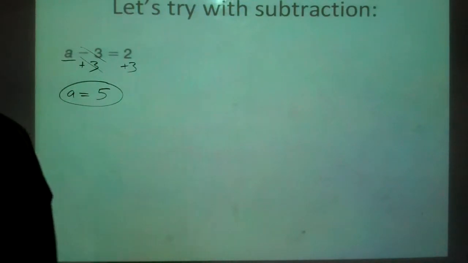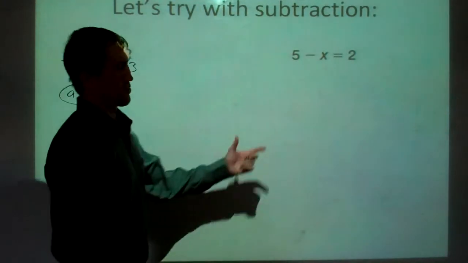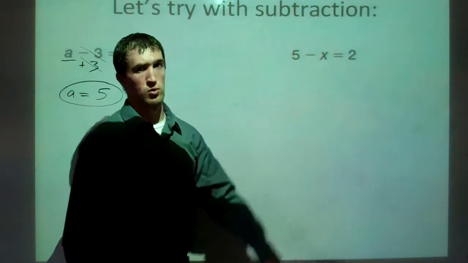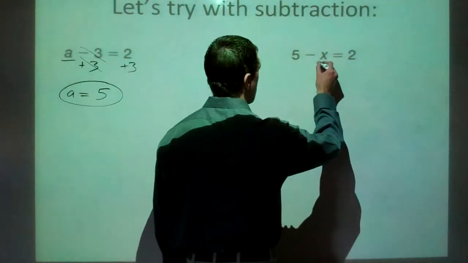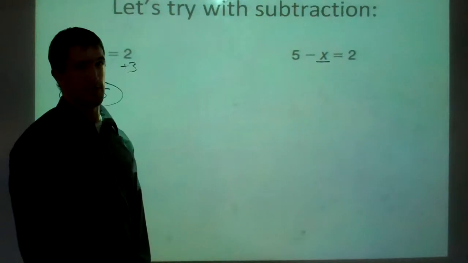Alright? Now we have another scenario with subtraction though. It's a little different than addition. Now, these equations kind of flip-flop. Now we're doing 5 minus x equals 2. So what's the variable? What's going on there? Well, we're taking the variable away from 5 this time.